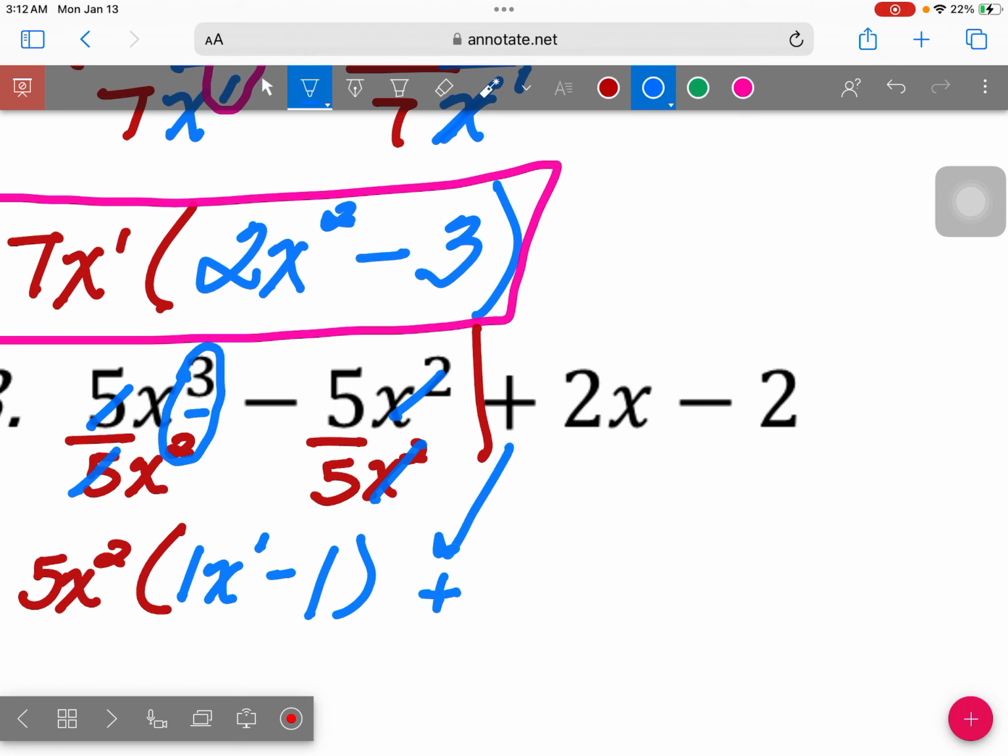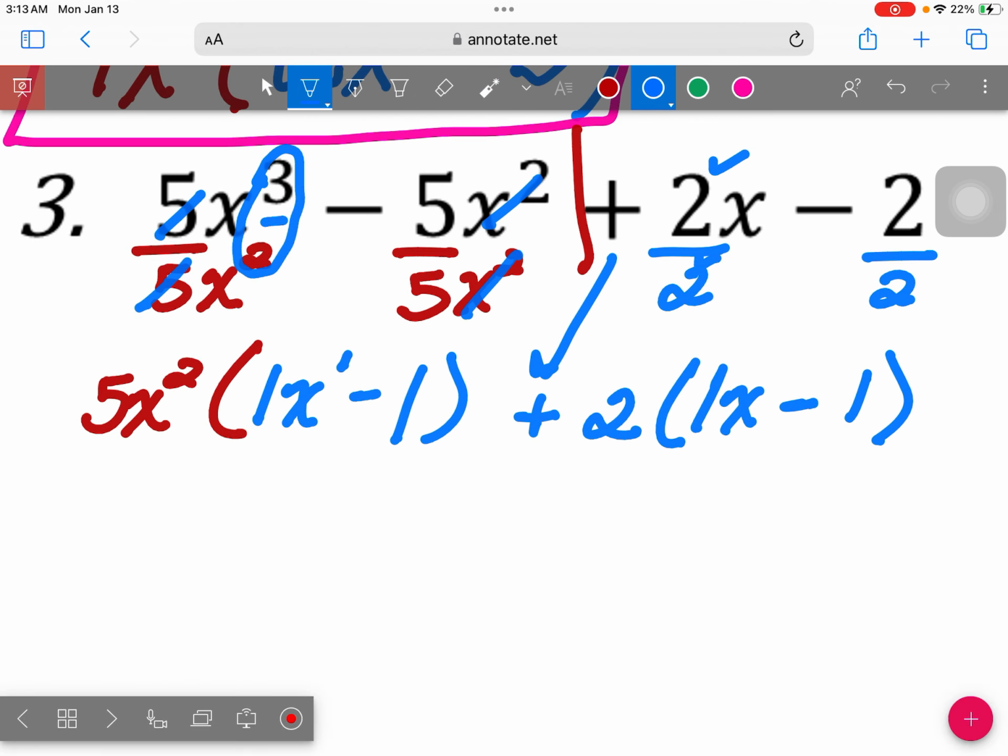plus, here I see I have a 2 and a 2, so I'm going to factor out a 2. So the 2 comes out in front. And what do I have when I'm done? I have 1. 2 divided by 2 is 1. With an x left, minus 2 divided by 2 simplifies to be 1.